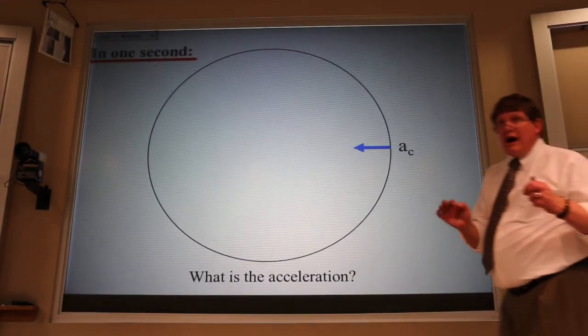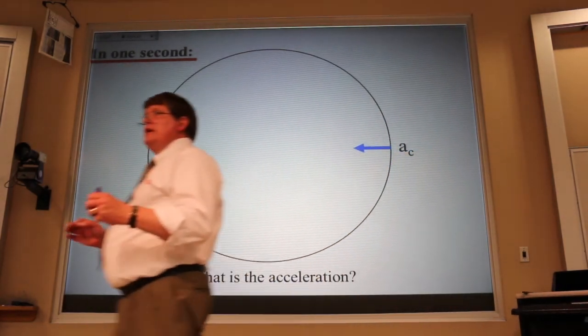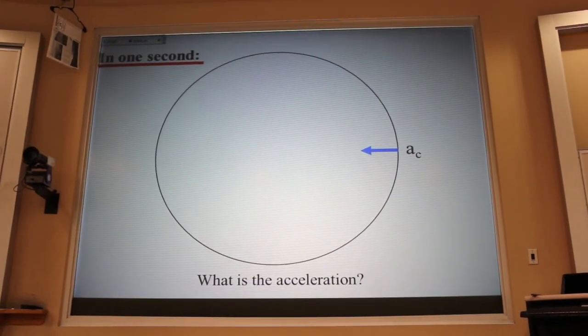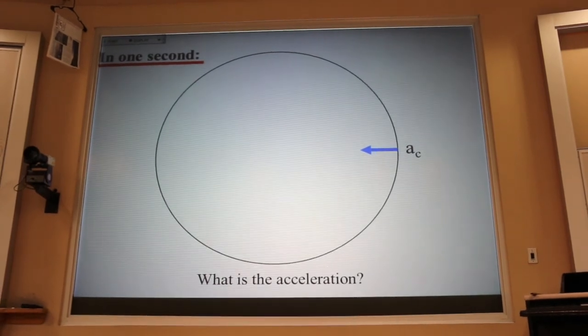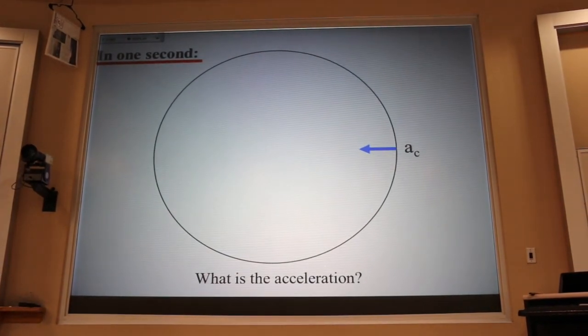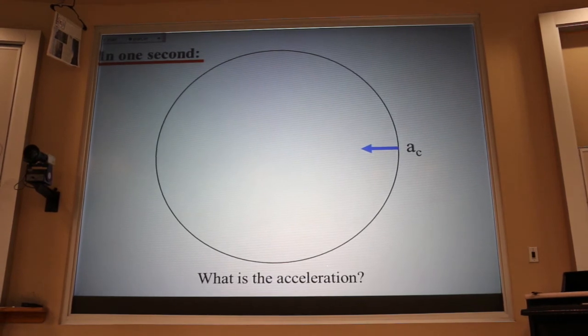That change, since it happened in 1 second, was the acceleration. Now, at no time during that derivation did I care whether that was a horizontal circle like a racetrack or a vertical circle like a loop-de-loop at the carnival. It doesn't matter. A change in the velocity vector is a change in velocity vector. And by Galileo's derivation, it's v squared over r.